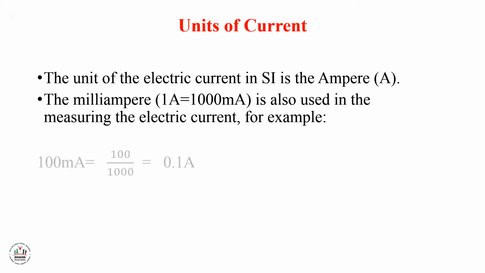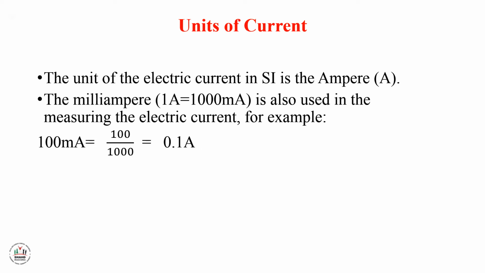For example, 100 milliampere, if we want to convert it into ampere, we have to divide it by 1000. So 100 divided by 1000 equals 0.1 ampere. Let's take another example. 5 amperes, how many milliamperes? From amperes to milliamperes, we have to multiply by 1000. So 5 times 1000 gives 5000 milliampere.